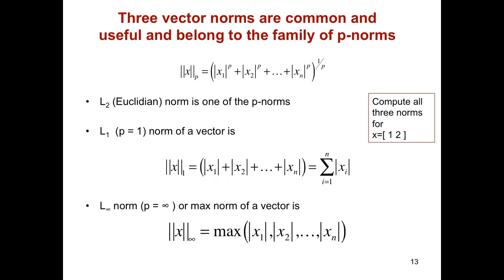And again, in reality, the double bar means norm. A single bar means absolute value. So these are scalars, and this is a vector. For a vector, I need to have the double bar.